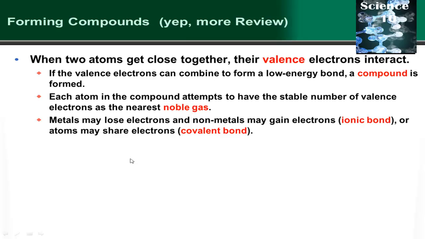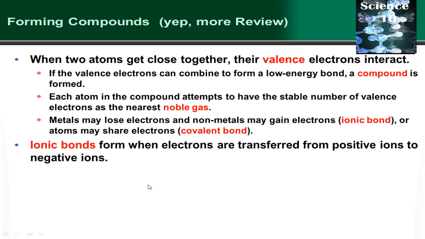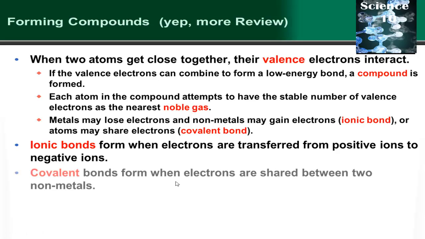Metals are going to lose electrons. Non-metals are going to gain electrons in forming ionic bonds. Or, if you have non-metals, you can actually share electrons in what you know and love as covalent bonds. On the other hand, ionic bonds form when electrons are transferred from positive ions to negative ions. On the other hand, covalent bonds form when electrons are shared. There's the key word, between two nonmetals. So again, you have to be using your periodic table when working with this stuff to recognize which is which.